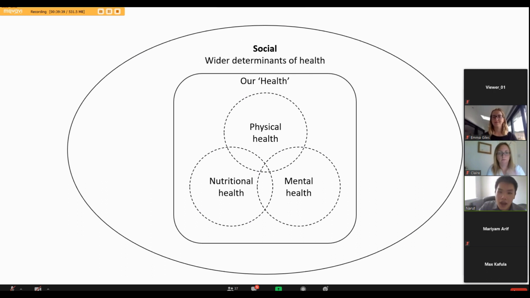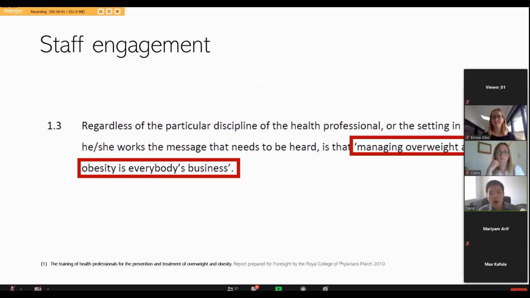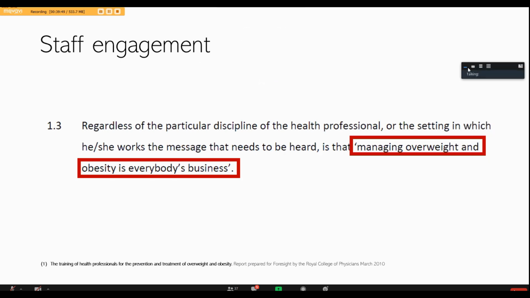And so I'd like to leave you on one final point, which is that managing weight and obesity is actually everybody's business. So thank you for listening.